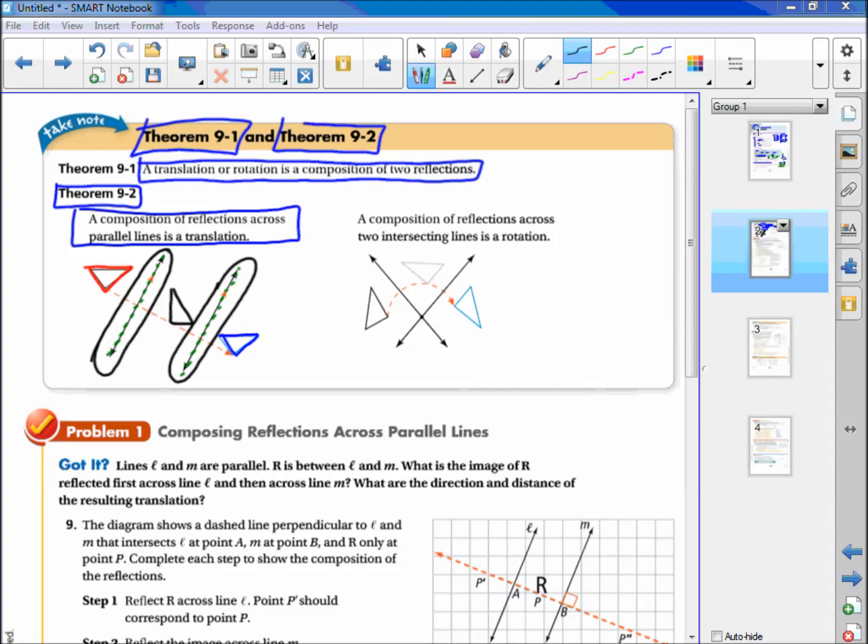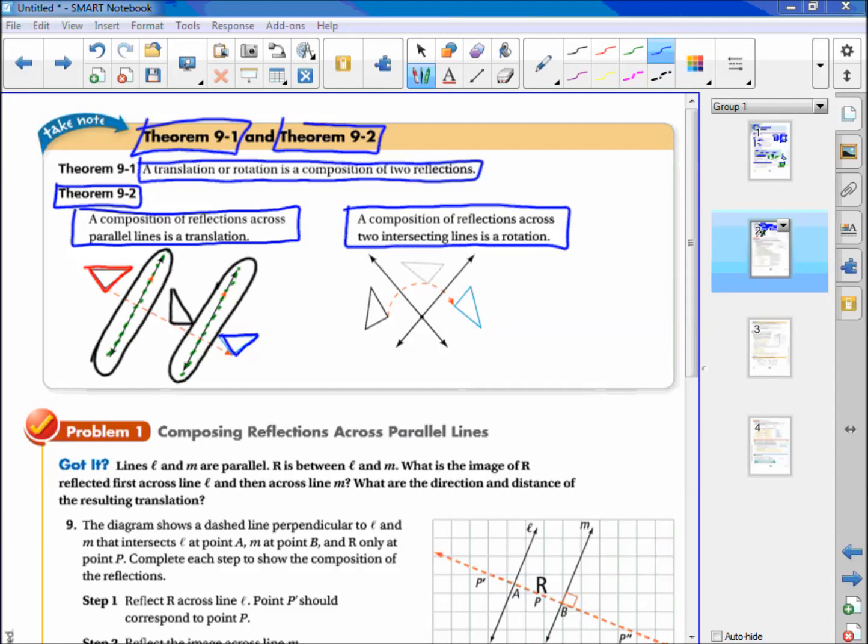Okay, so we moved the red one, we flipped it, we got the black one, which is halfway in between, and then we're going to flip it one more time, and we end up on the blue one. So two reflections are the same as one translation. All right? And then our second part of the theorem tells you how you could do a rotation.